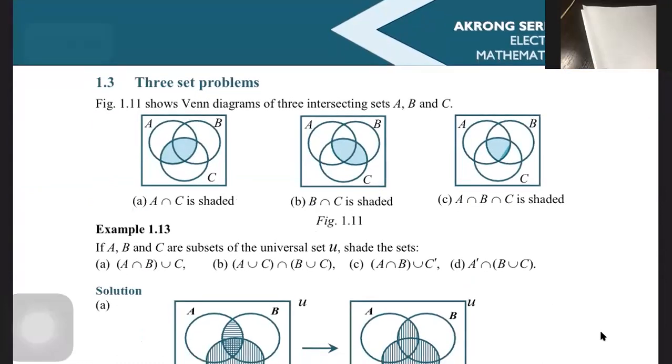Now, 3 set problems. We are almost heading to 1 hour 30 minutes. We'll be done in no time. At least by 2 hours we'll be done. It's left with 30 minutes. Okay. So I think we finish with a 3 set problem.